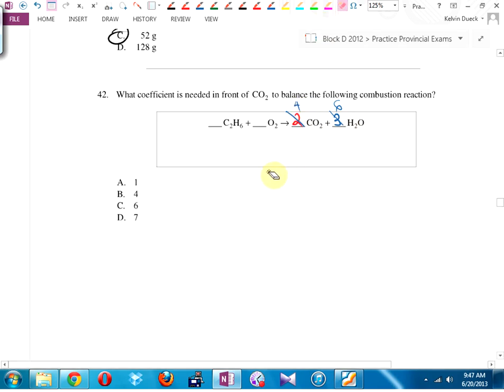That gives me 4 carbons. I need to have a 2 there now. That gives me 12 hydrogens and 12 hydrogens. I'm good. How many oxygens on the right? 8 plus 6 is? I can put a 7 there. This is balanced. Now I can answer the question, what coefficient is needed in front of the CO2?